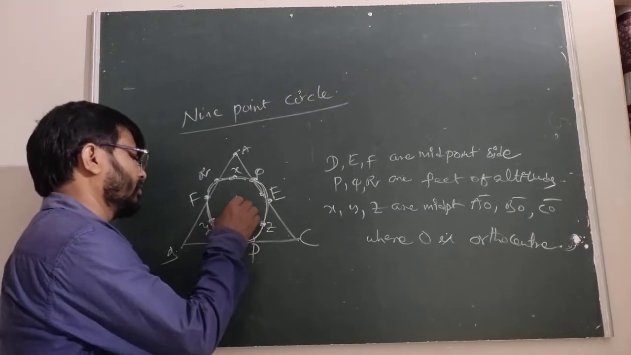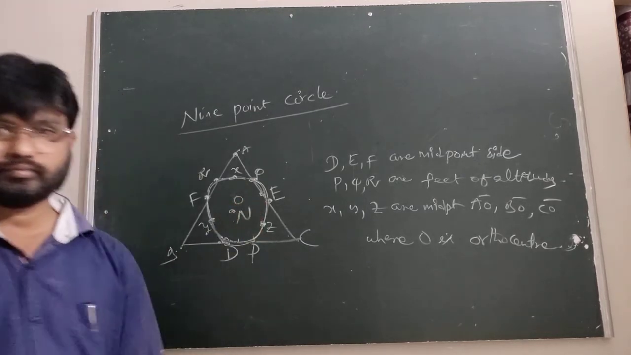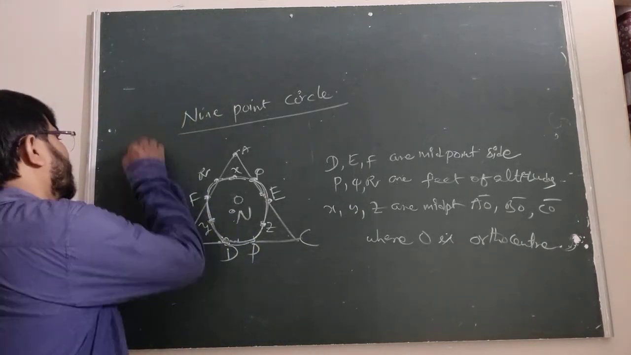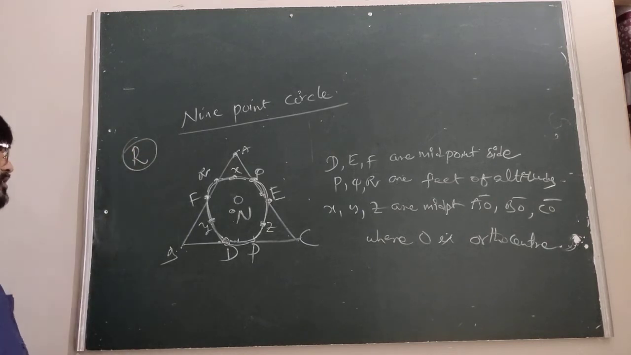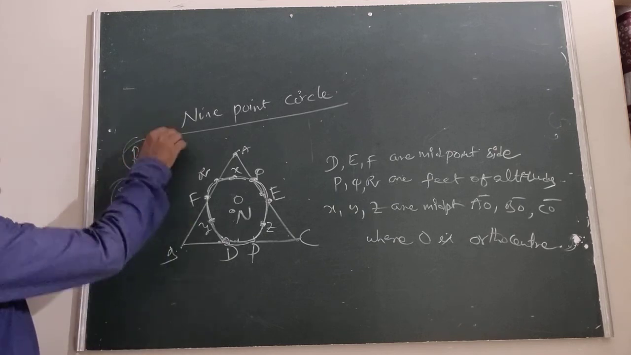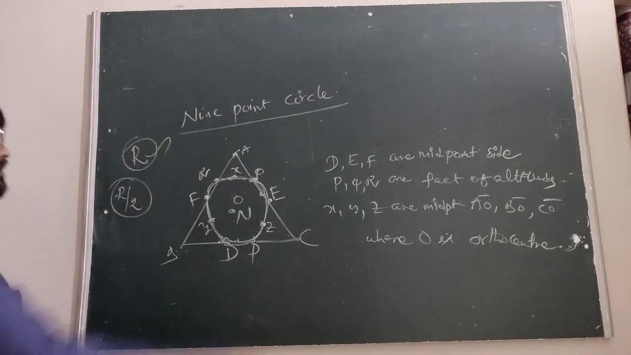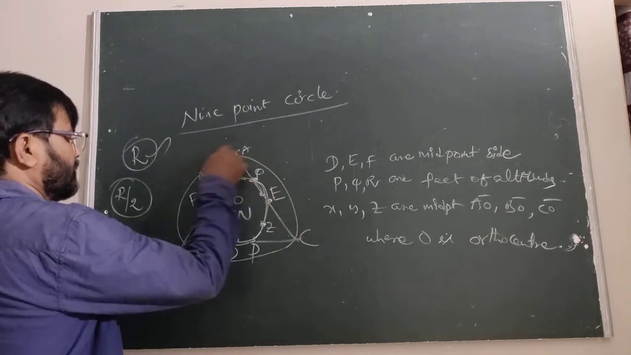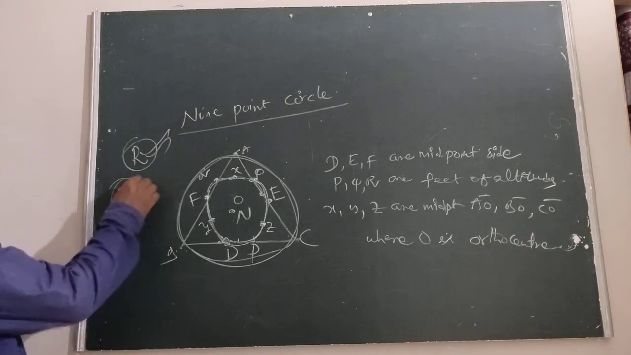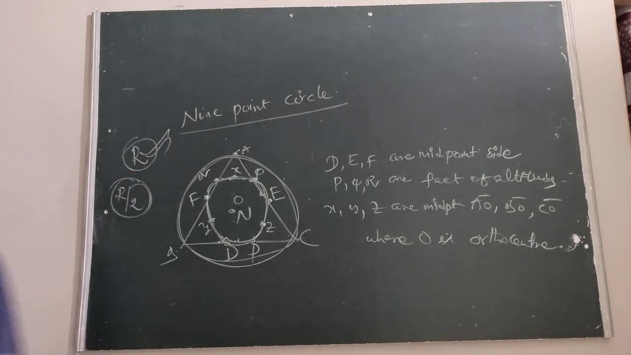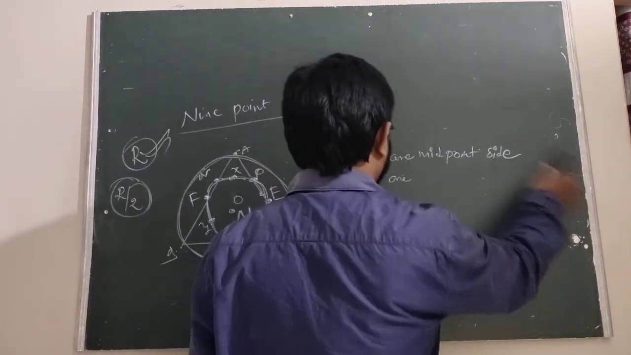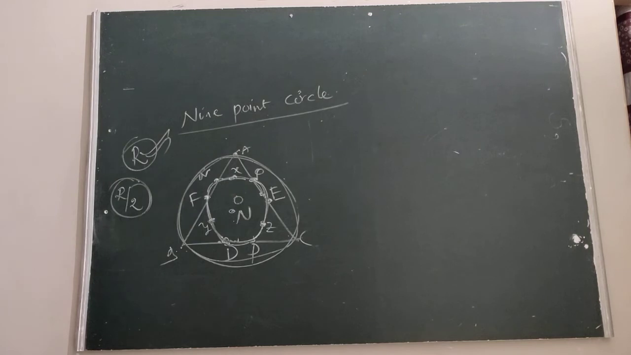The center of the 9-point circle is denoted by N. If the circumradius is R, the radius of the 9-point circle is R by 2. Is it clear? If the radius of the circumcircle is R, then the radius of the 9-point circle is R by 2. And the 9-point center is the midpoint of the line segment joining the orthocenter and the circumcenter.